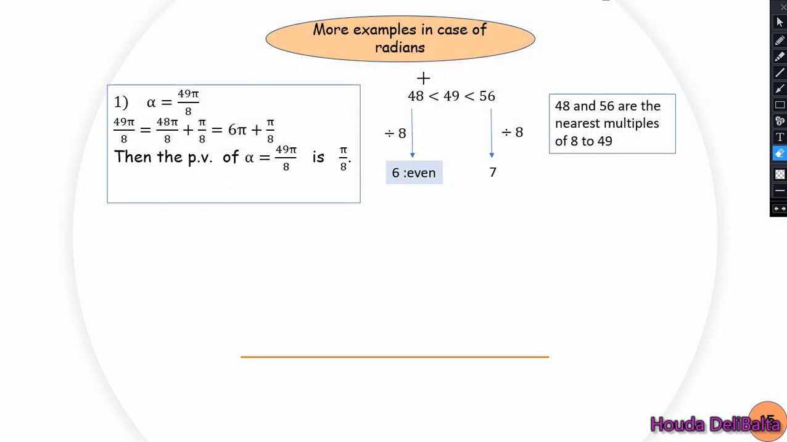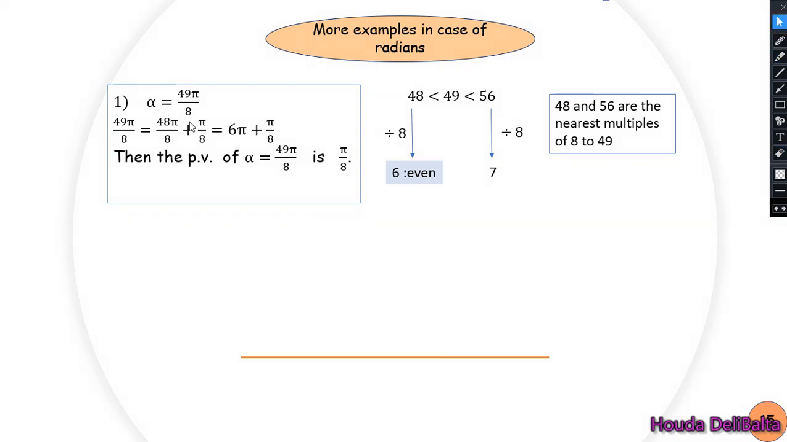So let's see here. Our aim is to decompose this value, 49 pi over 8, into an even number multiplied by pi, and the rest will be the principal value. Where did this even value multiplied, where did 6 pi come from? First of all, we have to bound this numerator, which is 49, between two numbers just less than 49 and just greater than 49, but these numbers should be the nearest multiples of 8. Why 8? Because the denominator, as you see here, is 8.